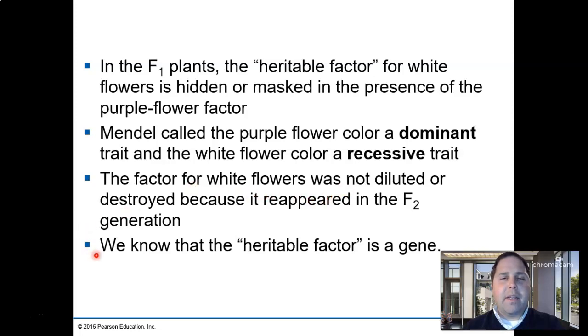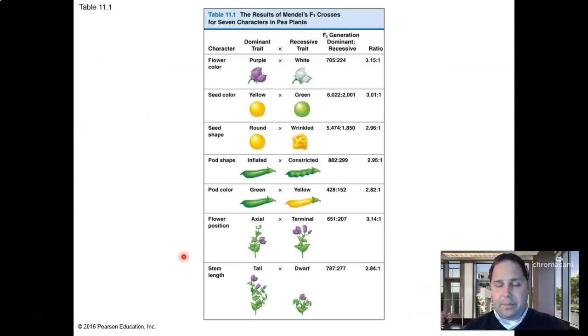Now, like I said, Mendel didn't know anything about molecular biology, but you all do, and so you know that the heritable factor that we're talking about here is a gene. So the gene for white is recessive, but it doesn't go away. It's not diluted or destroyed through this process.